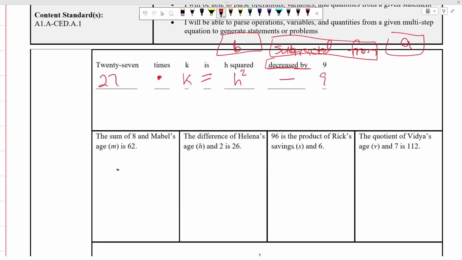All right, welcome back. So we are going to work these together now. Let's see here. The sum of 8 and Mabel's age is 62. I see "is," so boom, that indicates the equal sign there. The sum of, just like we had the difference of, see the sum of 8 and Mabel's age. Oh, they tell us that Mabel's age is M. So the sum of, just like the difference of, you want to put parentheses.